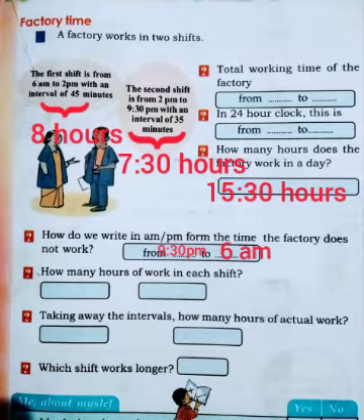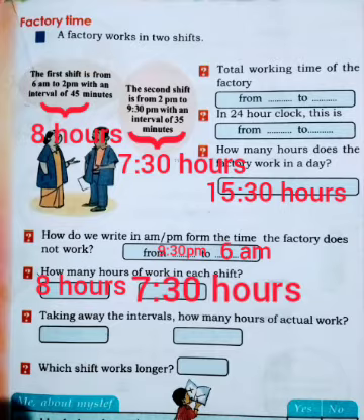Next question is, how many hours of work in each shift? We also find this. First shift, yes, 6 AM to 2 PM. How many hours? 8 hours. Second shift is from 2 PM to 9:30 PM. Time duration 7 hours 30 minutes.